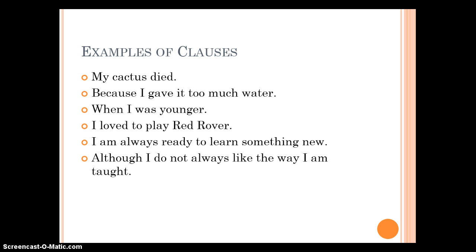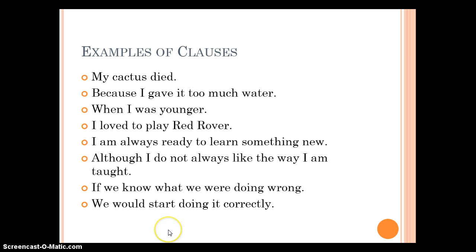Although I do not always like the way I am taught. The subject in this clause is I. The predicate is what we know about me. Do not always like the way I am taught. But this is not a complete meaning because of the word although. We need to know what goes with although. So this is a dependent clause. If we know what we were doing wrong. The subject is we. The predicate is know what we were doing wrong, but because of the word if, this is not a complete meaning, so this is a dependent clause.